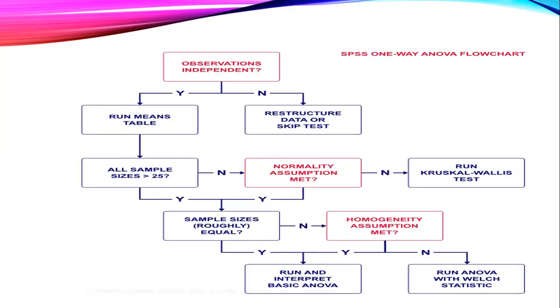This is one more flow chart which you can use to decide how to run ANOVA. The basic conditions are that your observations should be independent, the normality condition should be satisfied, and homogeneity of variance should also be satisfied. So these are the conditions.